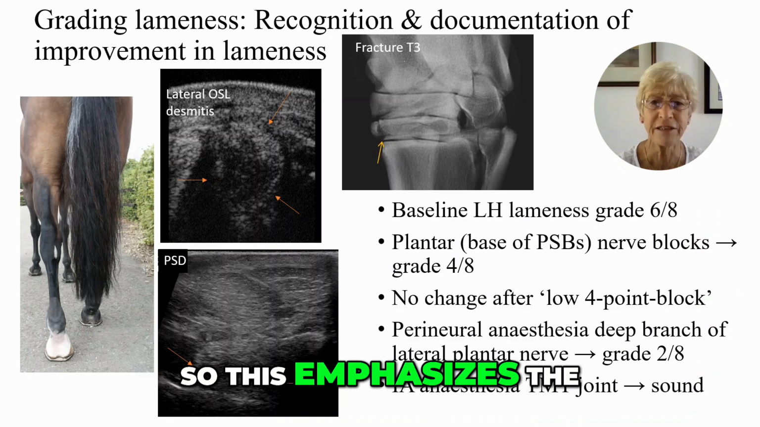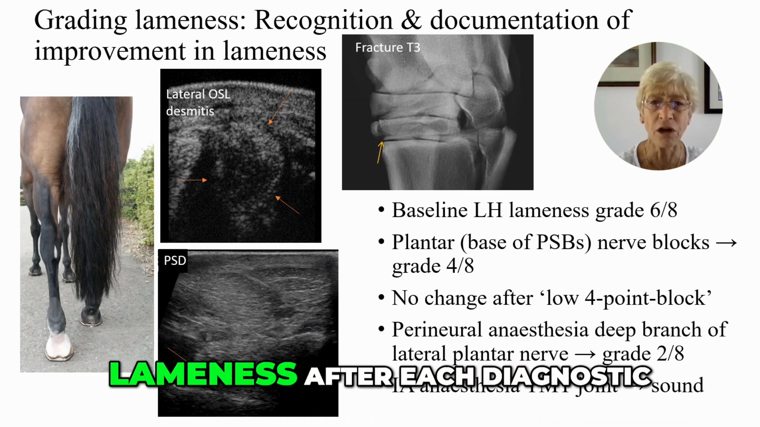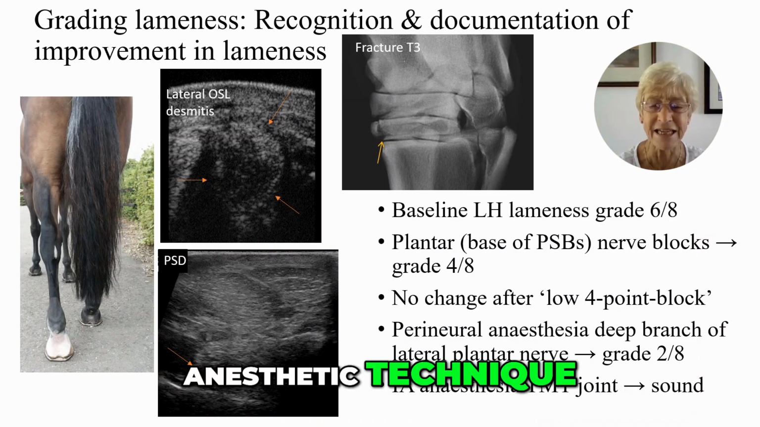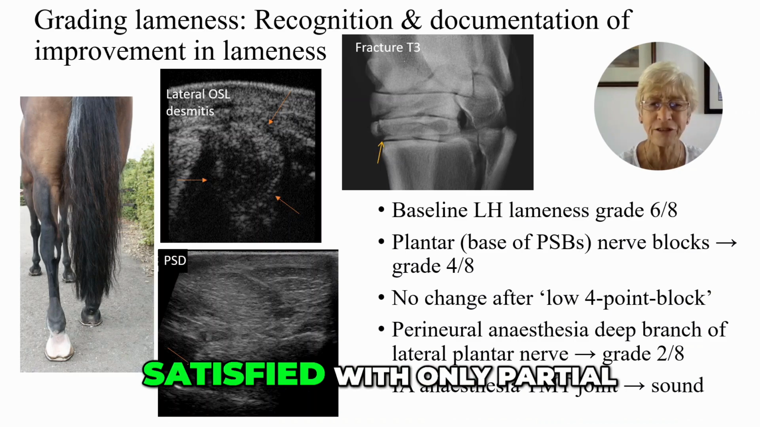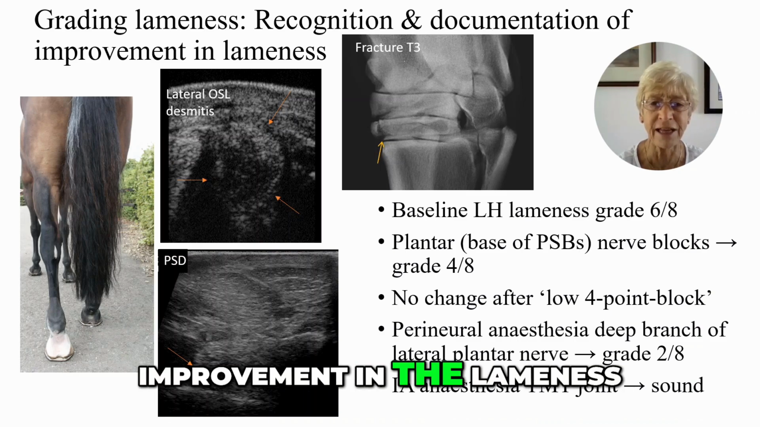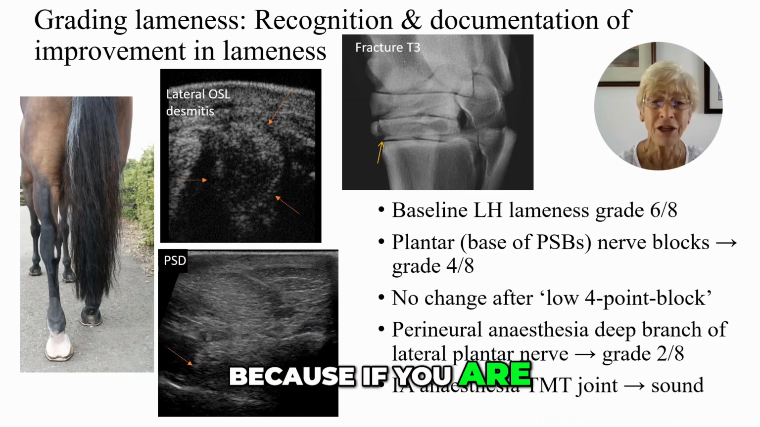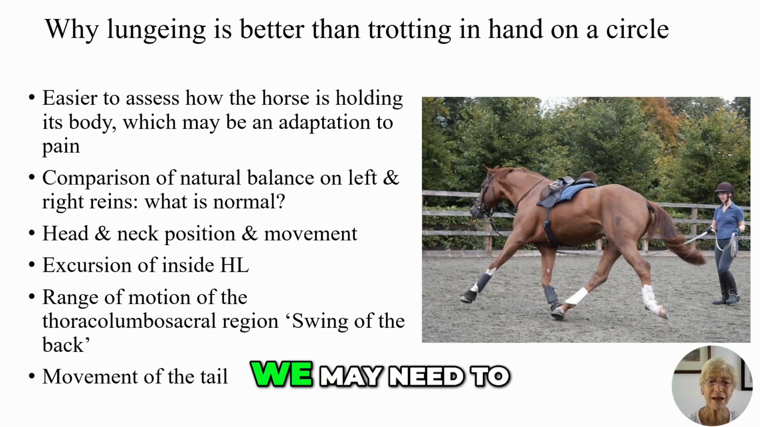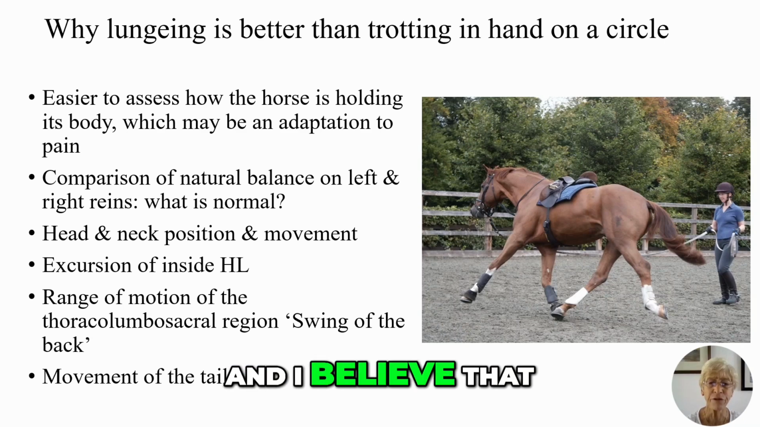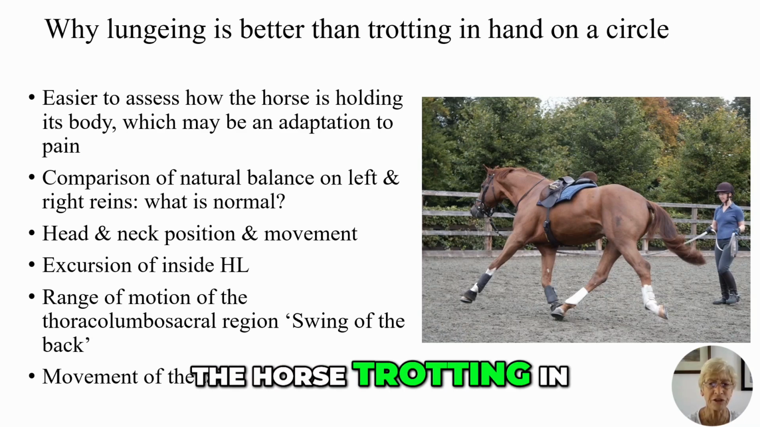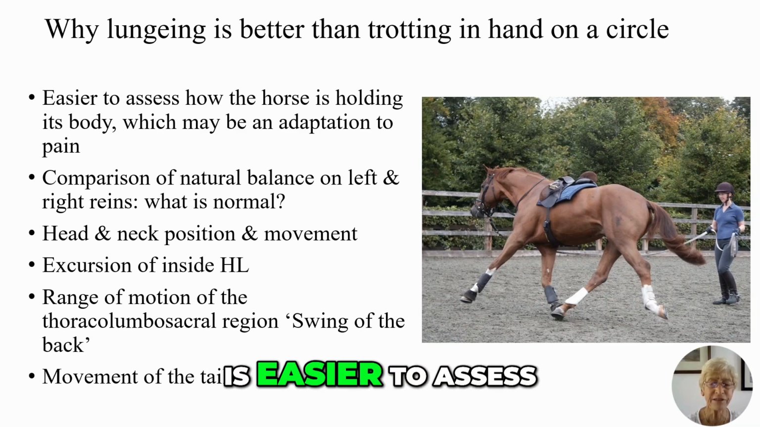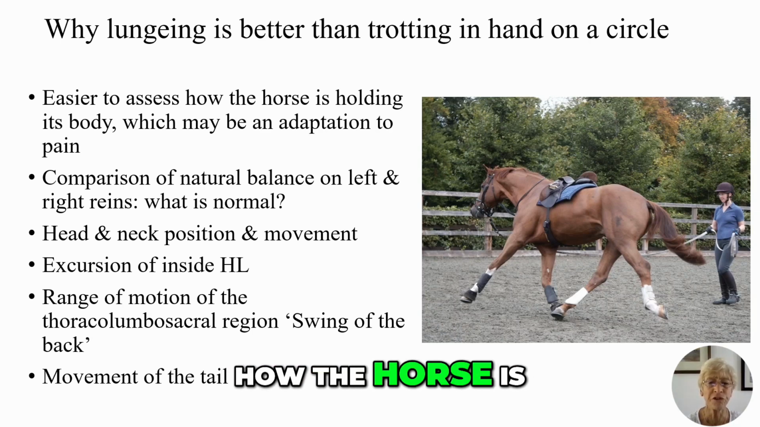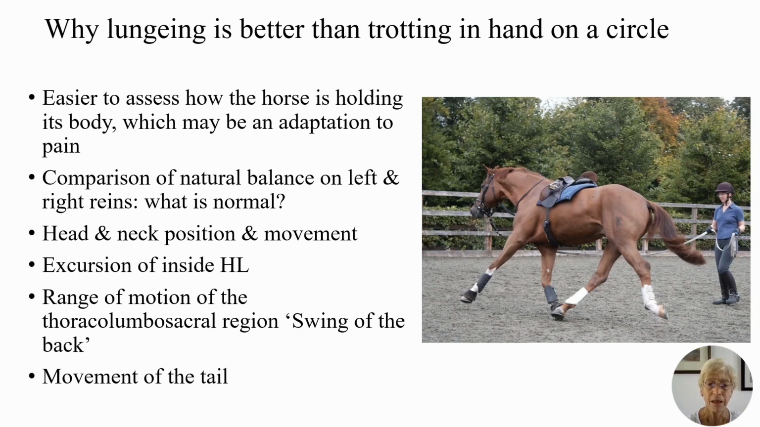So this emphasizes the need to grade the lameness after each diagnostic anesthetic technique and to not be satisfied with only partial improvement in the lameness, because if you are, you may miss significant lesions. We may need to see the horse moving on the lunge, and I believe that this is preferable to the horse trotting in a circle because it is easier to assess how the horse is holding its body, which may be an adaptation to pain.